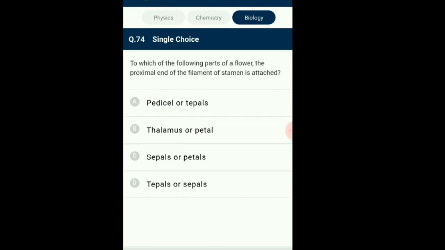Question number 74. To which of the following parts of a flower is the proximal end of the filament of stamen attached? A typical stamen consists of two parts, the long slender stalk called filament and the terminal, generally bilobed structure called anther. The proximal end of the filament is attached to the thalamus or petals of the flower. The answer is option B, thalamus or petals.